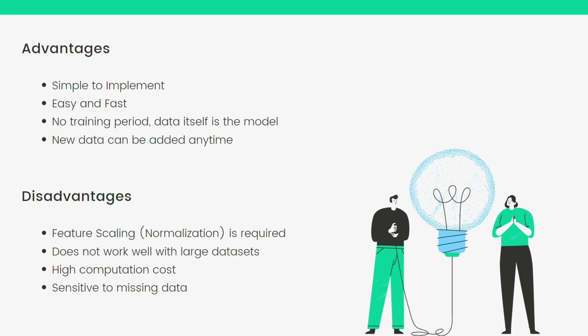Now the disadvantages. So feature scaling or normalization is required. The example which we saw, without normalization we got accuracy of 0.66, but with normalization it increased and it became 0.96. So normalization is required because no one desires an accuracy that low of around 66%, and it does not work well with large data sets.